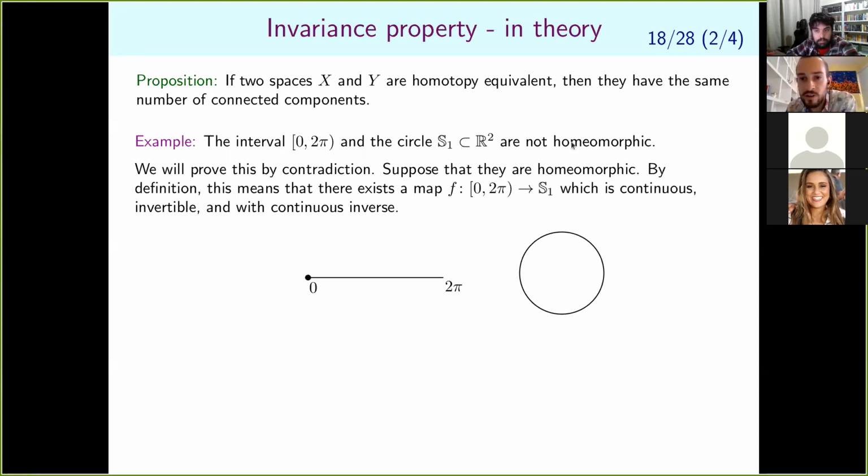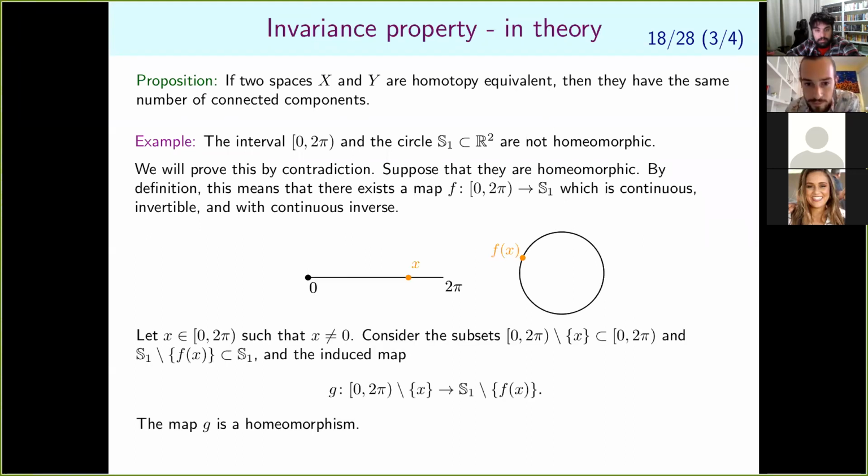So let's just prove that they are not homeomorphic. By contradiction, I will suppose that they are. So we can consider a map from the interval to the circle, which is continuous, bijective, and with continuous inverse. Now I will remove a point from the interval. So pick x between 0 and 2 pi. Do not pick 0, it will not work. So remove x from this interval.